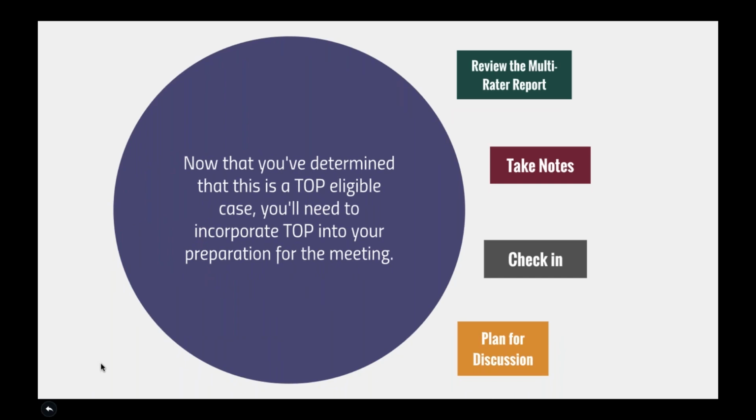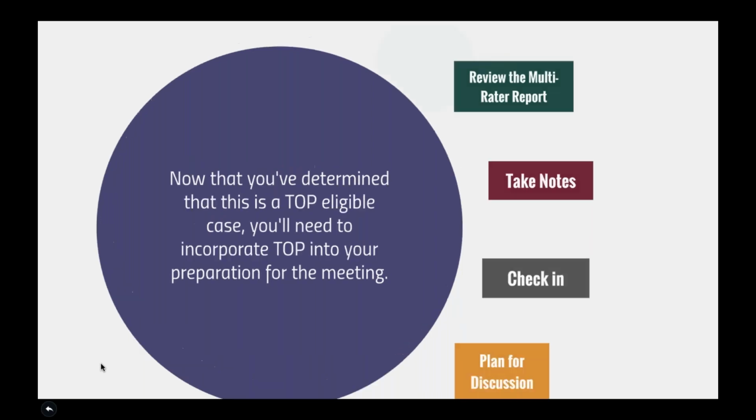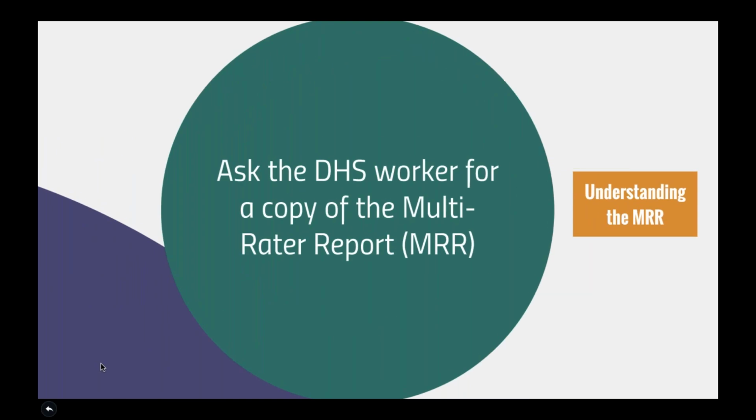So once you've determined that it is a TOP eligible case, we want to talk a little bit about how to incorporate TOP into preparing for the meeting. So whether it be reading the case notes and stuff like that, how do you fit TOP in there so that you can talk about it in these meetings? So once you've talked to the DHS worker and gotten a copy of the multi-rater report, the first thing that you're going to do is to review that multi-rater report.